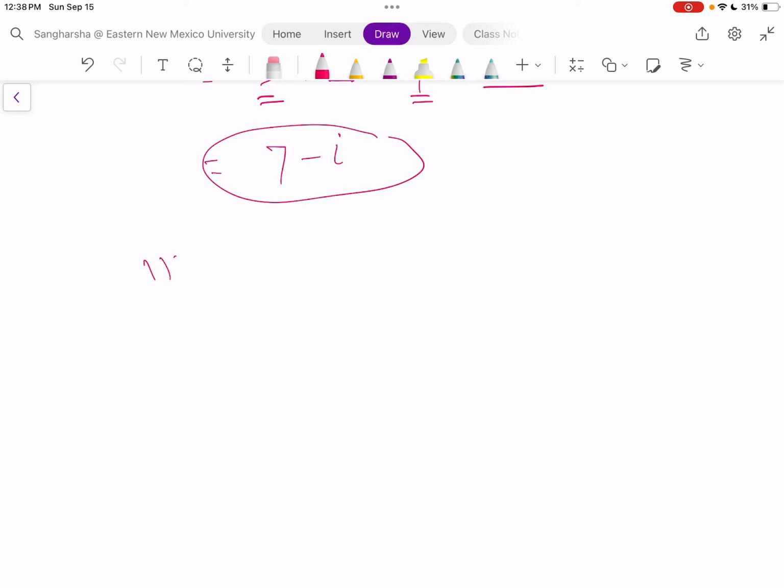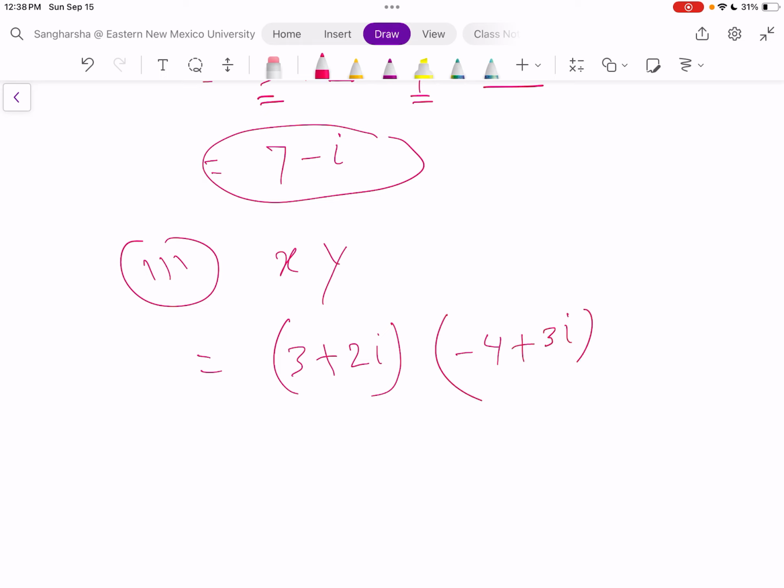Third, we are asked to find their product. We are asked to find x times y. So our x is 3 plus 2i. Make sure to have parentheses. y is negative 4 plus 3i. So these two are the complex numbers. We need to find their product. So we have a binomial times a binomial, one term, two term, one term, two term, and we can use the FOIL method here.